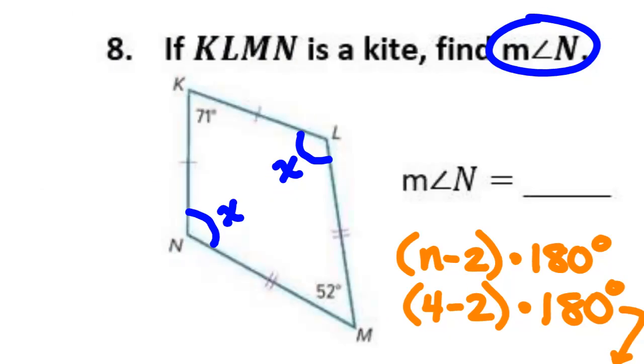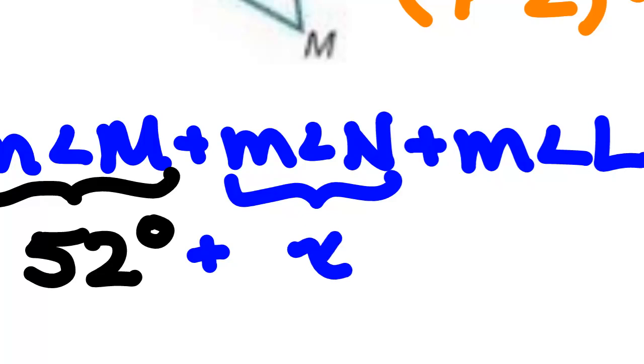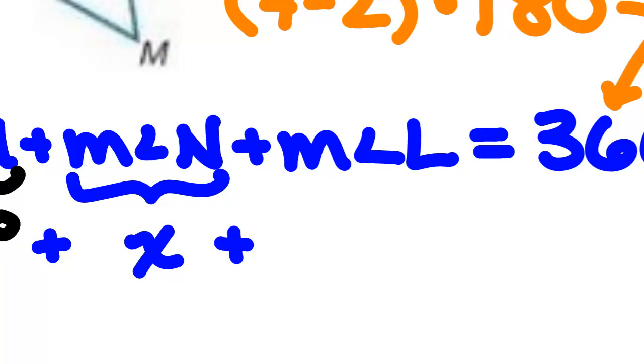Why can I give it the same exact letter name? They're equal. They're exactly the same size. If they weren't congruent, then I would have to call one X and the other one Y. But because they're congruent, I can give them the same variable. Well, it is going to be 2x, but each angle is just x.